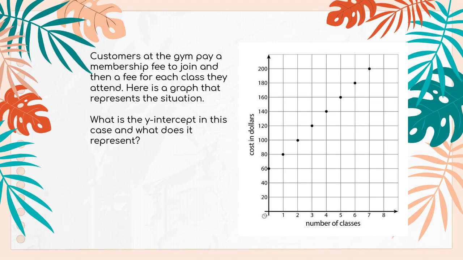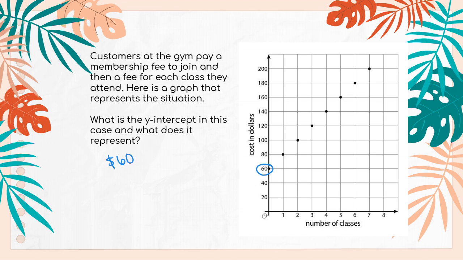Okay, customers at a gym pay a membership fee to join and then a fee for each class they attend. Here's a graph that represents the situation. What is the y-intercept? And in this case, what does it represent? So first, look at your axis and find where this graph begins. What is our y-intercept? Our y-intercept is 60 because that's where it starts. So $60 would be our y-intercept. And in this case, what does it represent?